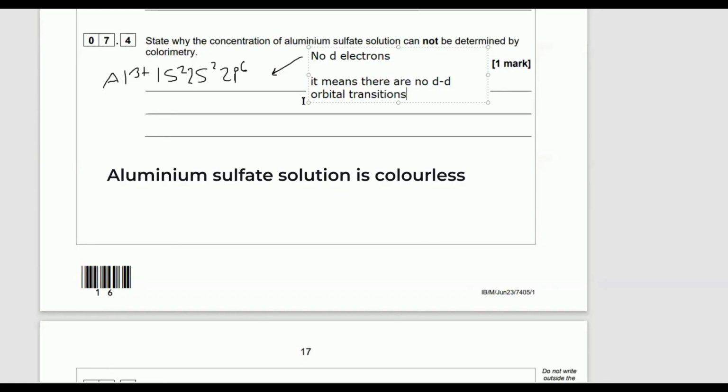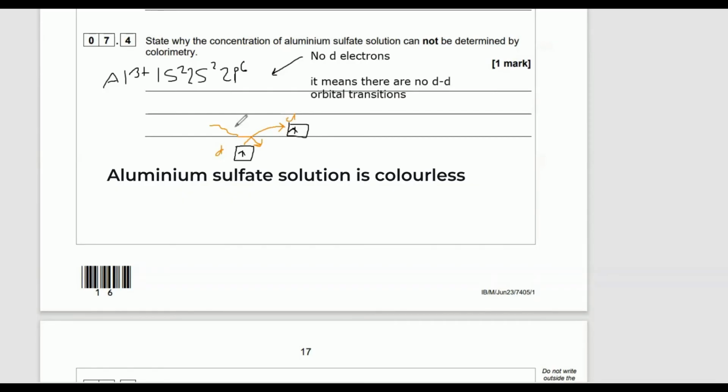Transitions. Okay, what does that mean? That means, what happens when things give out color? If you have d orbitals of slightly different energy, when photons are absorbed, so if this lower orbital absorbs a photon, the electron can move from one d orbital to a slightly higher energy d orbital. We call that a d to d transition.